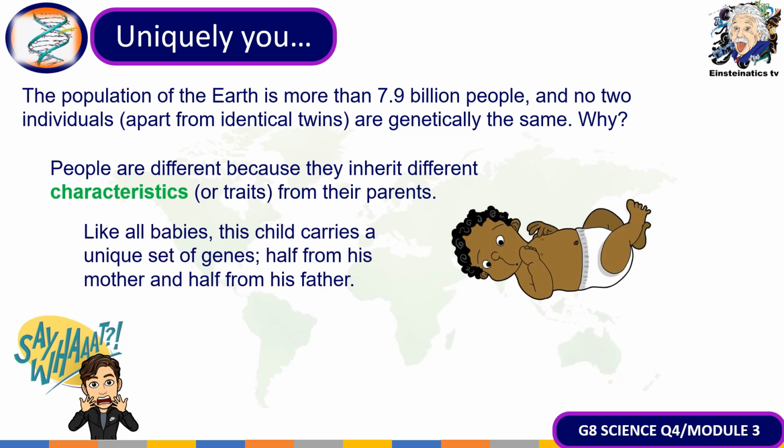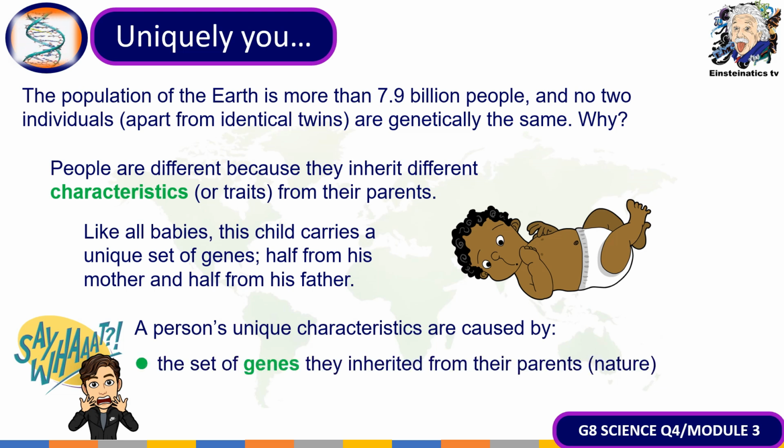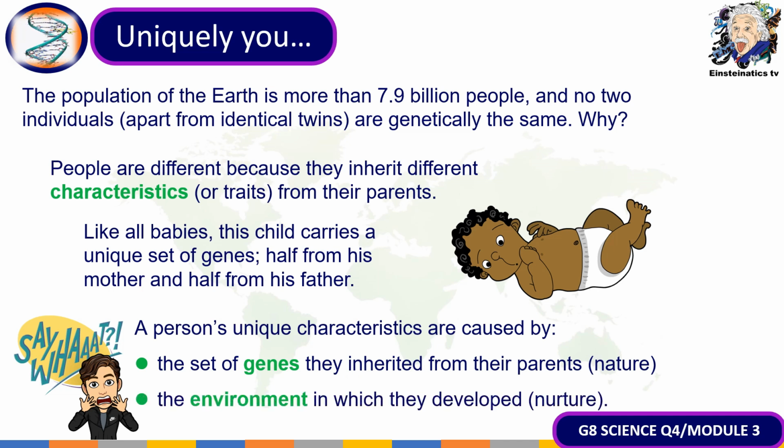Like all babies, a child carries a unique set of genes, and as we know from our previous topic, half of it comes from the mother and half comes from the father. So a person's unique characteristics are caused by the set of genes they inherited from their parents. Another factor that may affect the characteristics of a person is the environment in which they develop. So in short, it is influenced by nature and nurture.